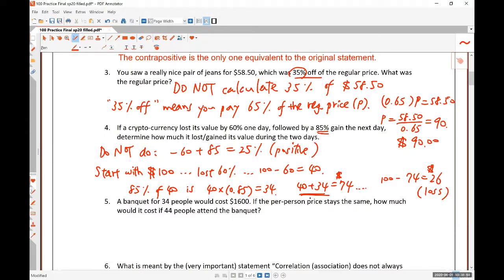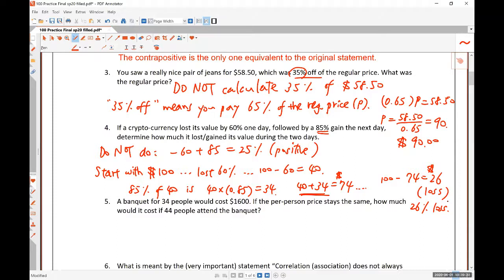And so the answer to this question here is you lost 26%. Now you started with 100 and you lost $26. So that is a 26% loss. And it doesn't matter what number you start with. If you started with $1,000, then you would have lost $260, which is still a 26% loss. Okay, so that's how it works. You have a 26% loss after the 2-day period.